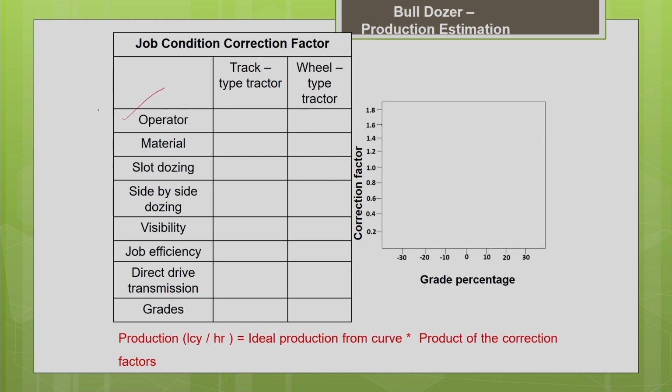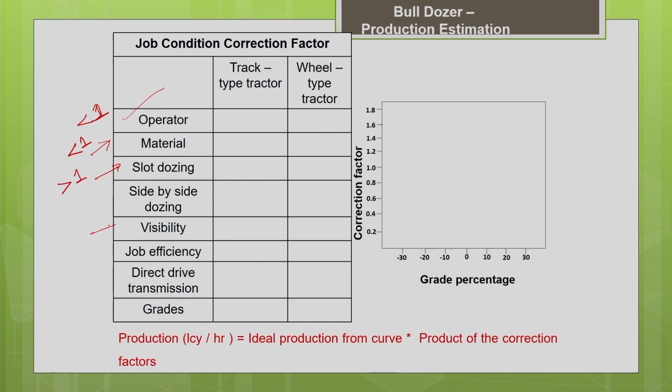So your correction factor is going to be less than 1, because it is average skill, and it is going to reduce your productivity. Similarly, the material type is non-cohesive silty sand in the problem we have discussed, so that will definitely reduce the productivity. So the correction factor is going to be less than 1. Slot dozing: you have adopted the slot dozing method in your problem, so that will help to increase the productivity. So your correction factor is going to be greater than 1.